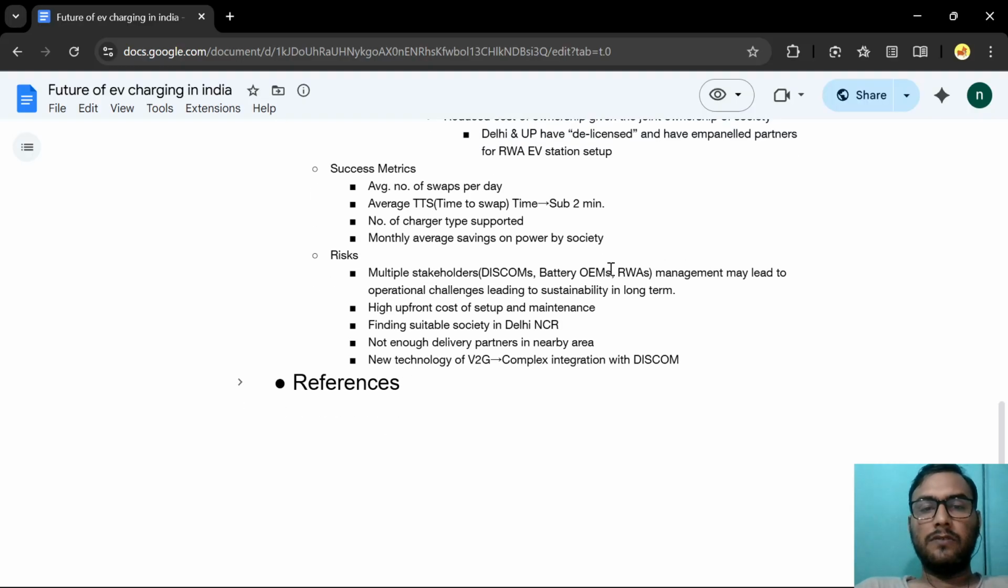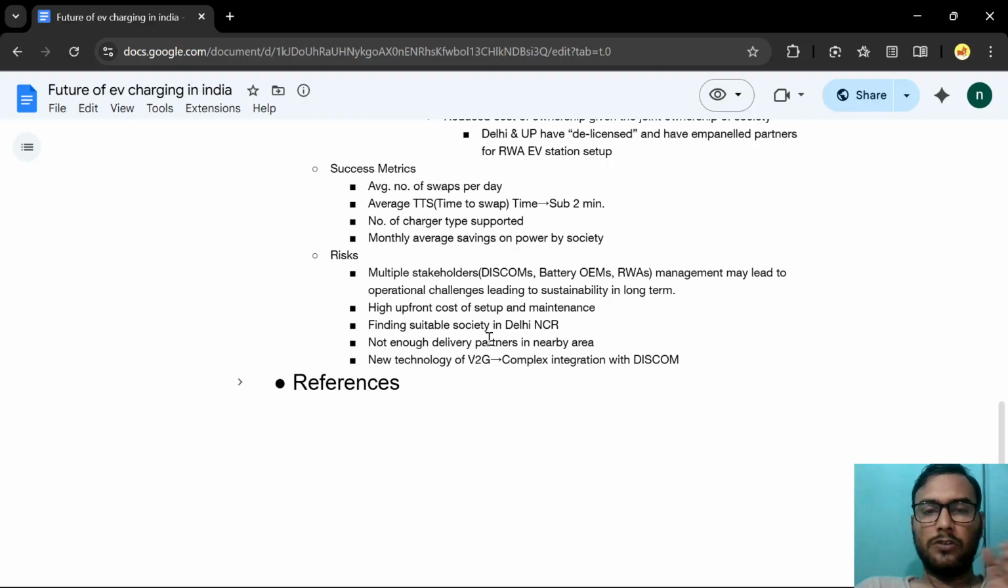And the risks, I would say. Since there are multiple stakeholders, such as discoms, battery operators, OEMs, and RWAs, this is quite a complex operational challenge, integrating multiple stakeholders, their points of view and their interests. There are many challenges, multiple risks, and the long-term sustainability of such projects. Also, there is a high upfront cost for setting up the station. So who would bear that cost? As an RWA, they have to take a call on whether they want to set this up and how long-term they can think about it.